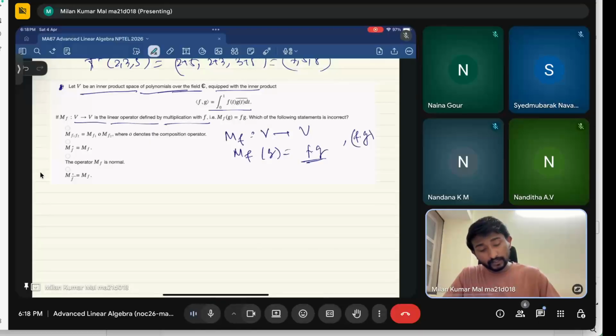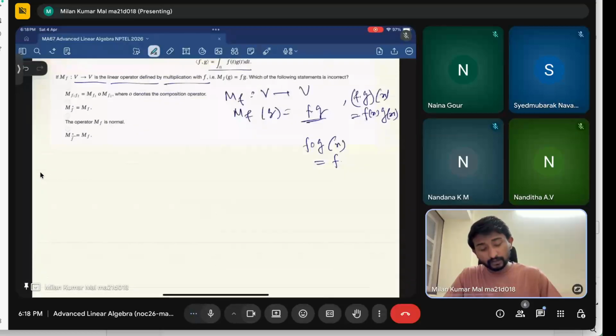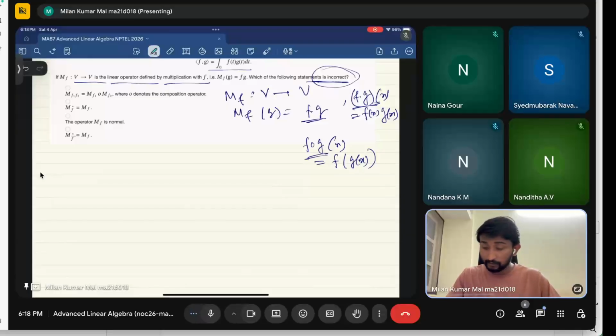That f dot g at the point x is actually f(x) g(x). But when I write f compose g at the point x, that means f of g of x. So there is a difference: f dot g means multiplication, and f compose g means composition. Okay, this is f of g(x). Which of the following statements is incorrect? So the question is, which of the following statements is incorrect? That we have to find.